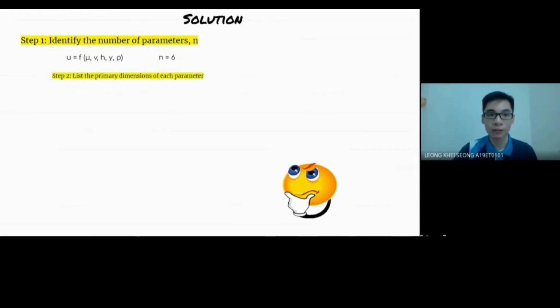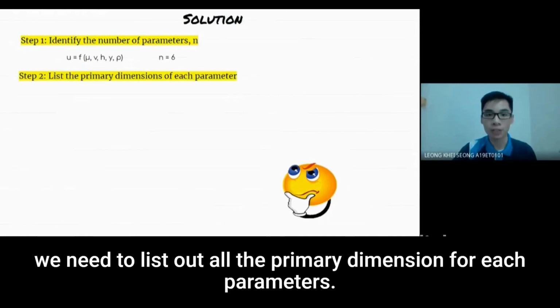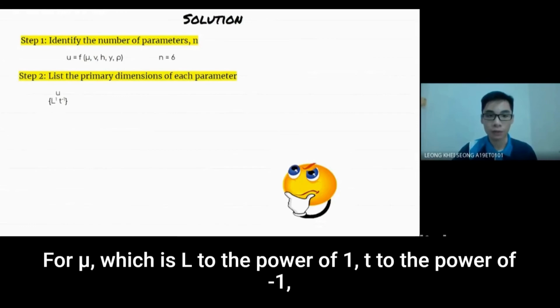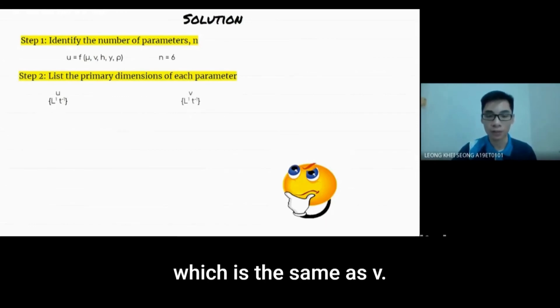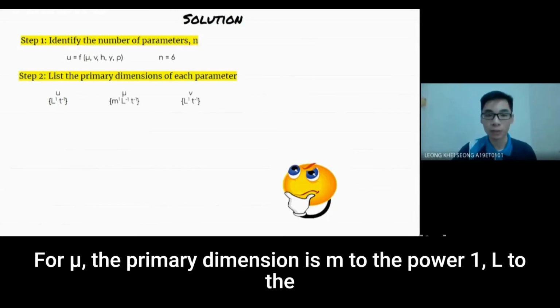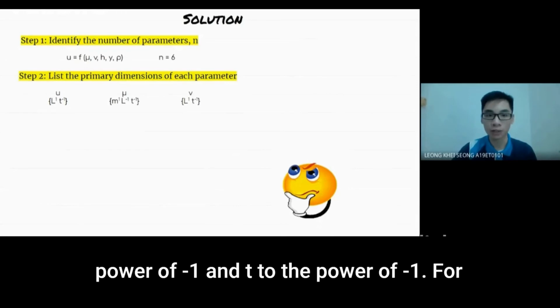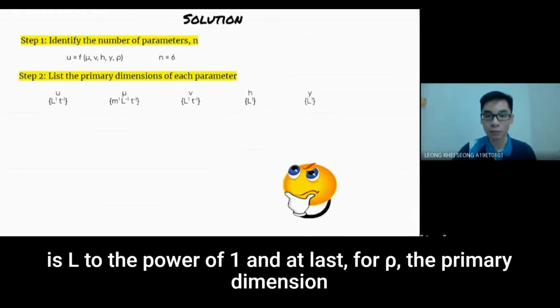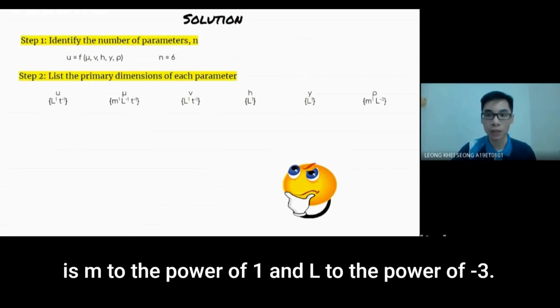Next, we need to list out all the primary dimensions for each parameter. For u, it is L to the power of 1, t to the power of -1, which is the same as V. For mu, the primary dimension is m to the power of 1, L to the power of -1, and t to the power of -1. For h and y, both primary dimensions are the same, which is L to the power of 1, and at last, for rho, the primary dimension is m to the power of 1 and L to the power of -3.